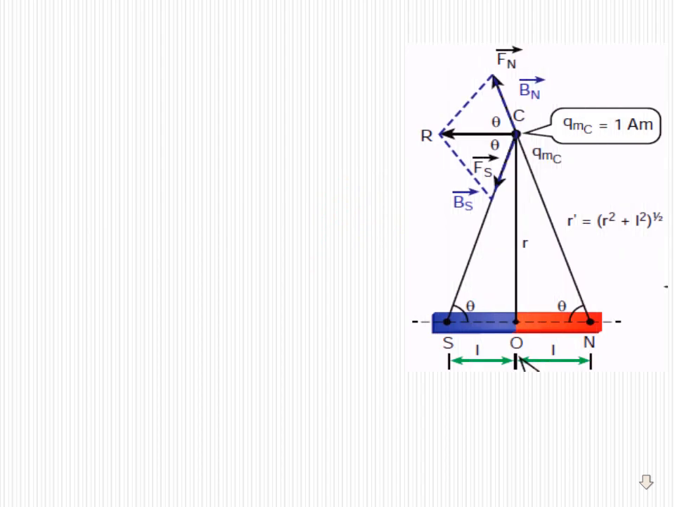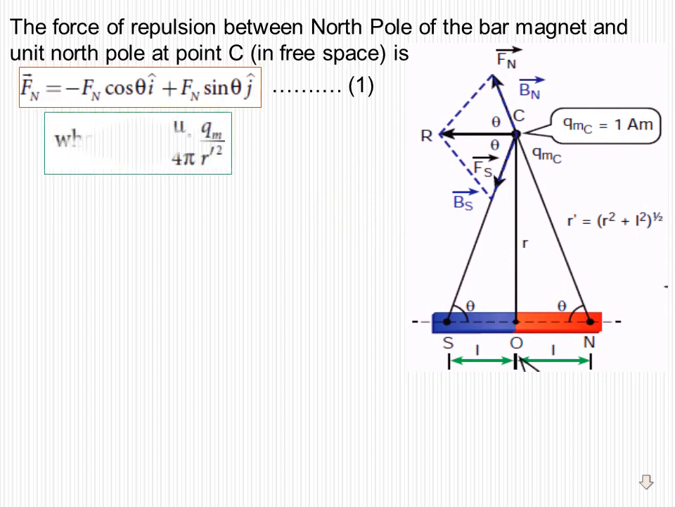Here we have a south pole and a north pole as magnetic dipoles and O as the midpoint. From this O, we have a point C which is perpendicular from the direction, and we can see two lines between them: from C to O it's r, and from S to C it is given by r dash, which is equal to (r square plus L square) the whole 1 by 2.